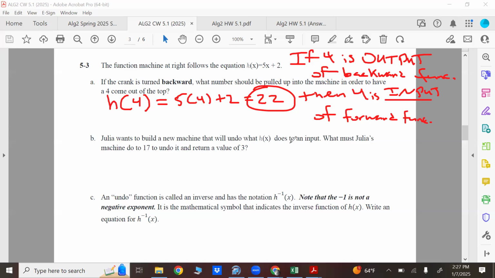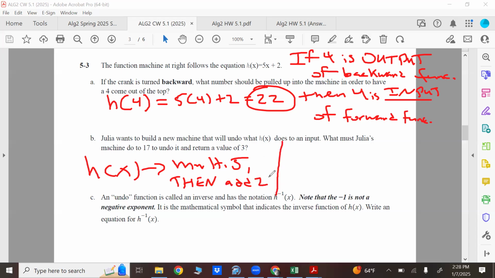So she wants to build a new machine that will undo h of x. Okay, so what is h of x doing right now? h of x is multiplying by 5, then add 2. Okay. So what's the opposite of that, guys? Subtract 2 and then divide by 5. Yeah.